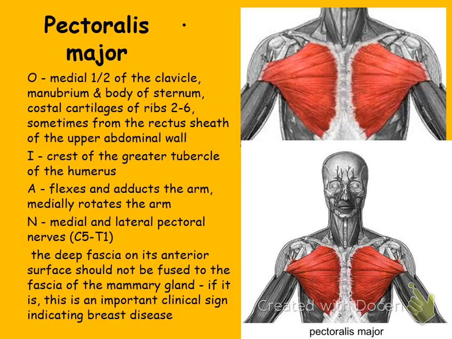So this helps to flex and adduct the arm. It also medially rotates the arm. So when you do a bench press, you're working the pectoralis major muscle. It gets big and strong. The nerves are the medial and lateral pectoral nerves.